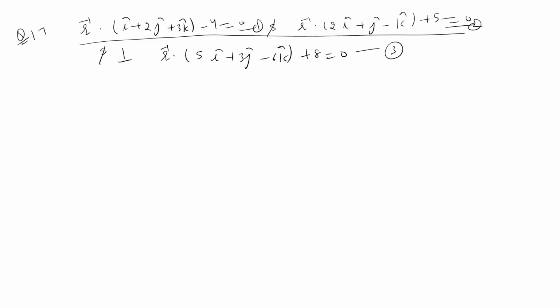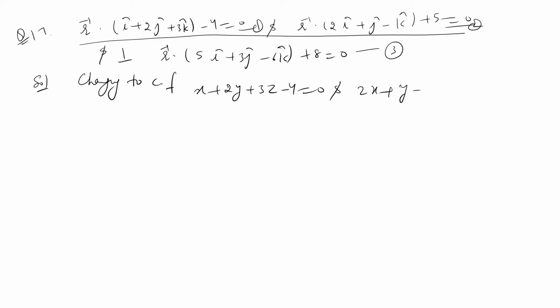Let us see, you know always that whenever the perpendicular condition is there, there is always a connection that the sum of the product of direction ratios turns out to be 0, which helps me in finding the equation. So let us change to the Cartesian form first. Plane 1 will be x plus 2y plus 3z minus 4 equal to 0, and second is 2x plus y minus z plus 5 equal to 0.